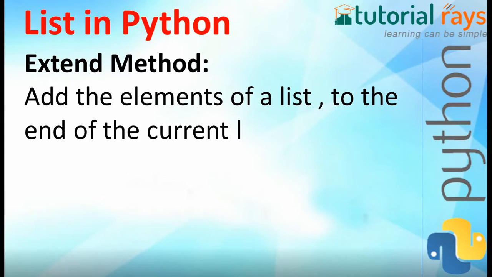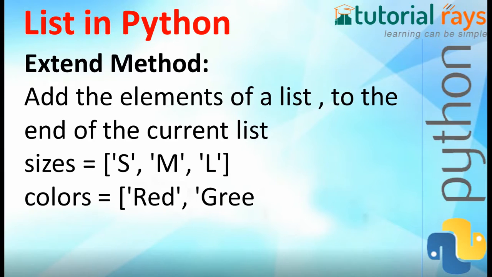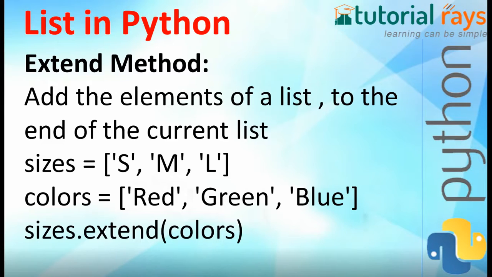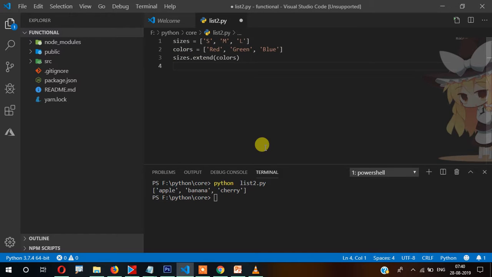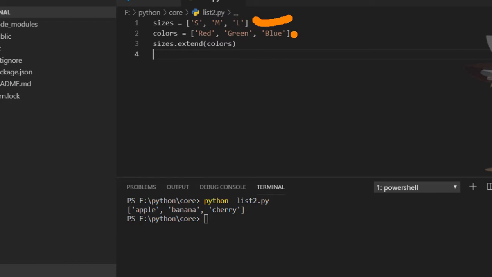The next one is the extend method. Add the elements of a list to the end of the current list. With the extend method, you can add elements at the end of the list. For example, here this is sizes, small, medium, and large. So apart from this, you are also extending or adding this list. That means it is more like merging two lists. So let's see with an example. This is the first list and this one is the second list. Then ultimately the first list is extended here.